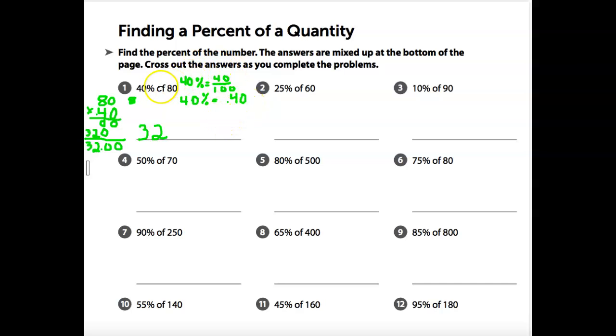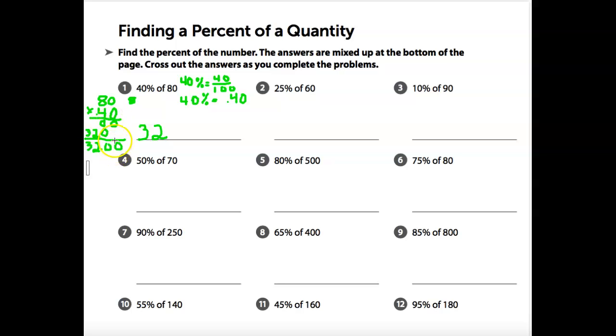So the first thing we need to do is change it into a decimal, and that's how we do that. Then you just take 80 times 0.40, and you know how to multiply decimals now. We did that earlier in the year. So 0 times 0 is 0. 0 times 8 is 0. 4 times 0 is 0. 4 times 8 is 32.